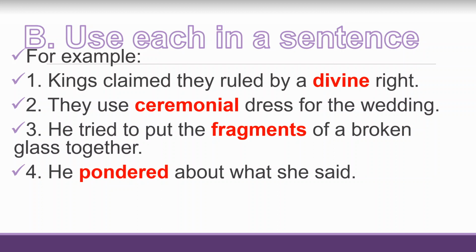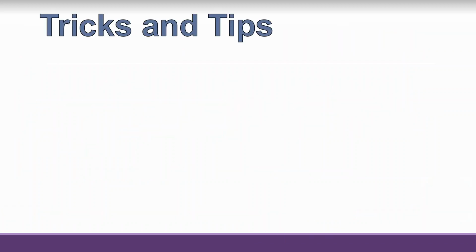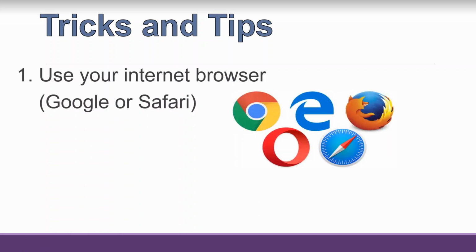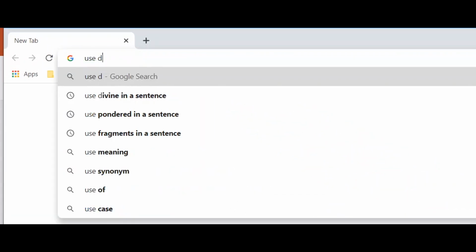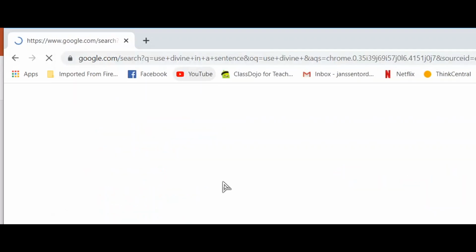So I think you can do that, and you will be answering this activity in the worksheet that is attached in your Class Dojo. Again, I'm going to give you tricks and tips on answering this activity. You can again use your internet browser. You go to Google, type "use divine in a sentence," and click that first one.